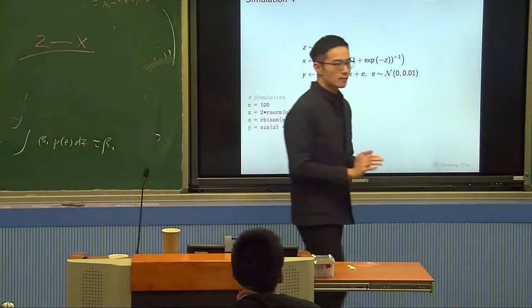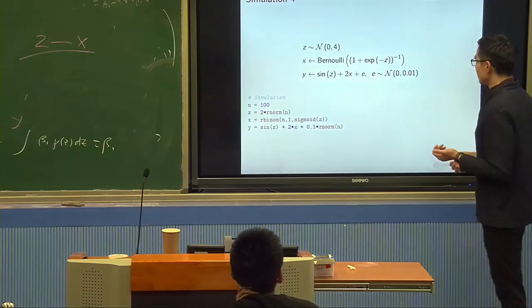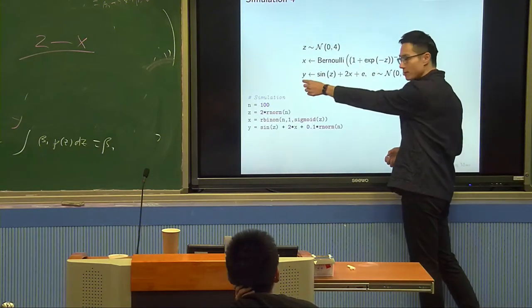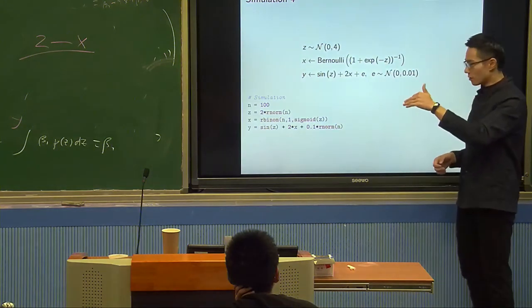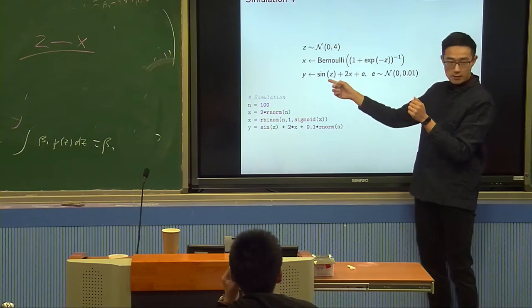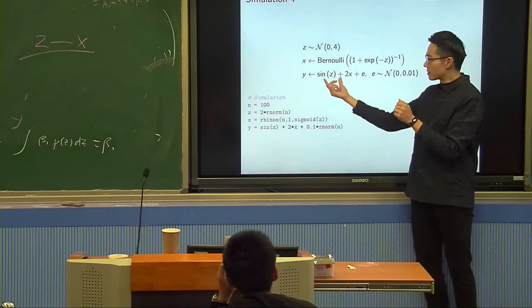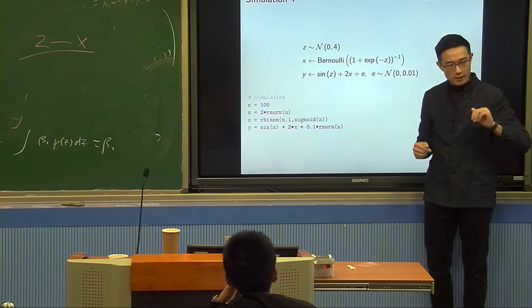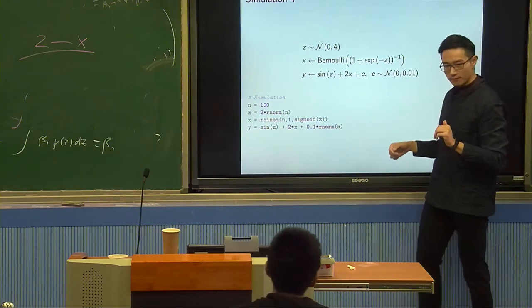Now let's take a look at a slightly different kind of example. Our x has the same causal effect on y, which is 2, a constant causal effect that no longer varies with x. But the z is not a z, it's a sine z. So y is a function of sine z, a nonlinear shape of z, plus 2x.